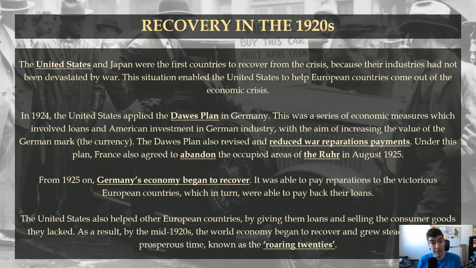Why? Because if the German economy recovered, then they would be able to pay back the war reparations to the United Kingdom and France, and therefore England and France could pay back their loans to the United States. Also, the plan included the revision and reduction of the war reparation payments of Germany. So they extended the deadline of these payments and also reduced the amount. And all of the Allies agreed with this plan, so they abandoned the occupation of the Ruhr in 1925. Since that year, the German economy began to recover and they were able to pay these reparations, so the Allies could pay back their loans to the United States.